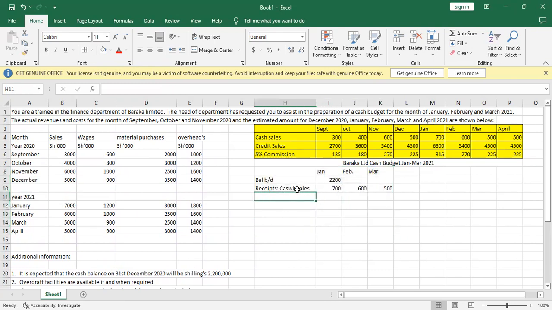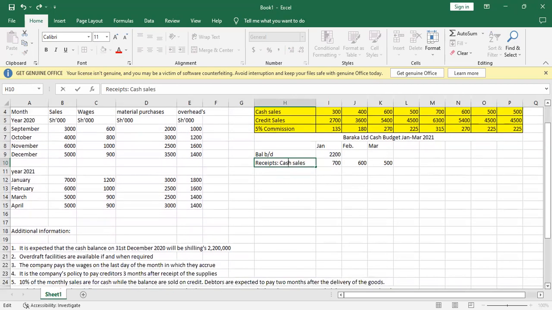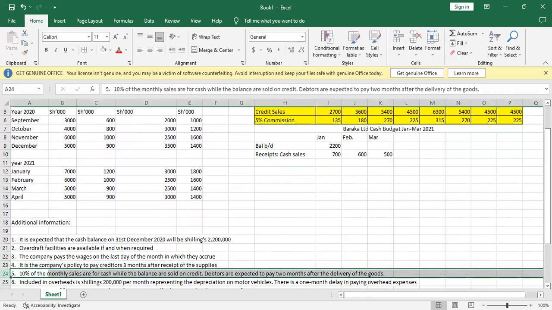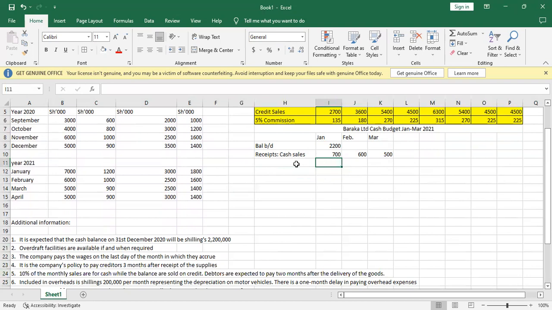So I go on after the cash sales. I have the other receipts, which will be coming from debtors. Look at number 5. I've been told that 10% of the monthly sales are for cash, while the balance is sold on credit. Debtors are expected to pay 2 months after the delivery of goods. So we are paying 2 months after the delivery of goods.